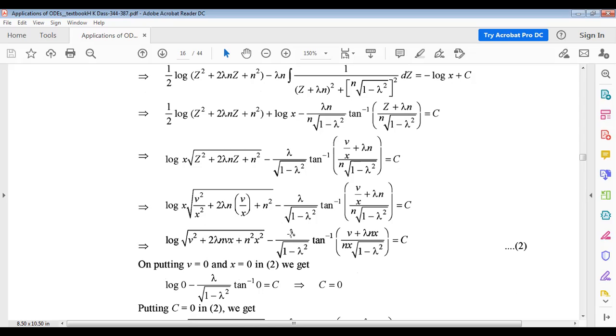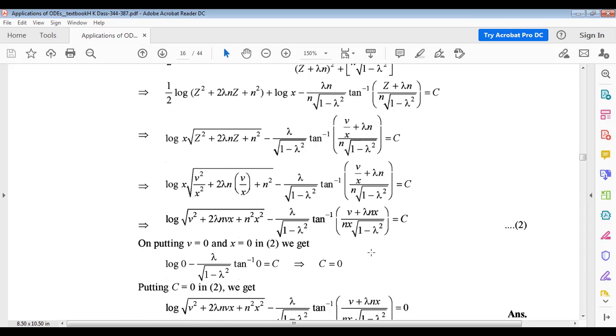x and x will be cancelled, minus lambda divided by root over 1 minus lambda square tan inverse, we get this one, taking LCM in numerator, we get this, and the denominator will be x multiply root over 1 minus lambda square.